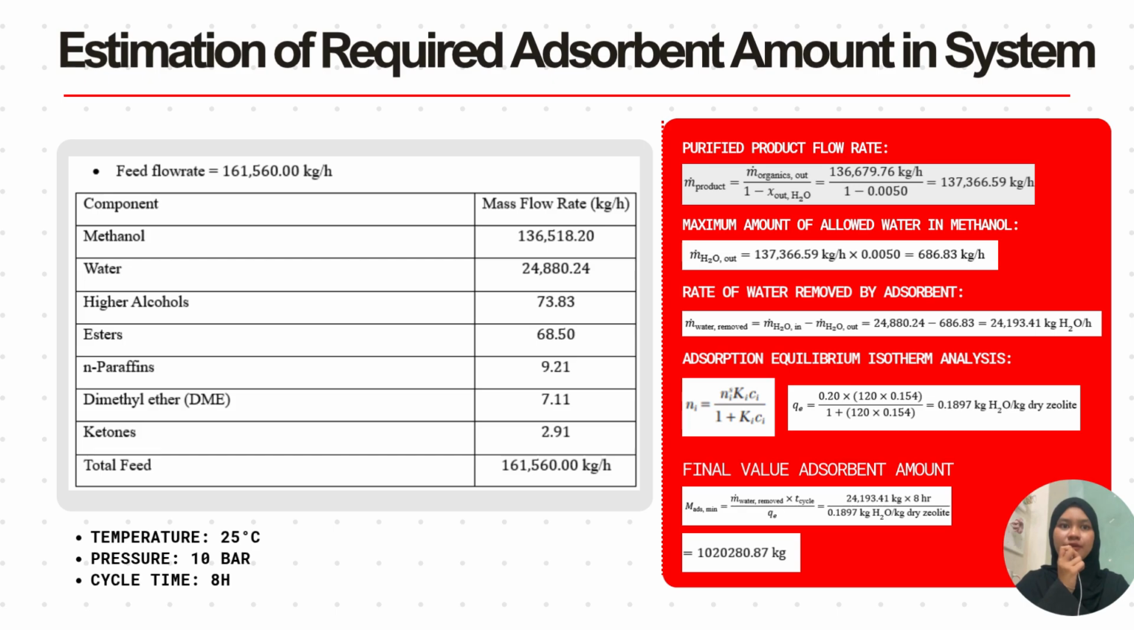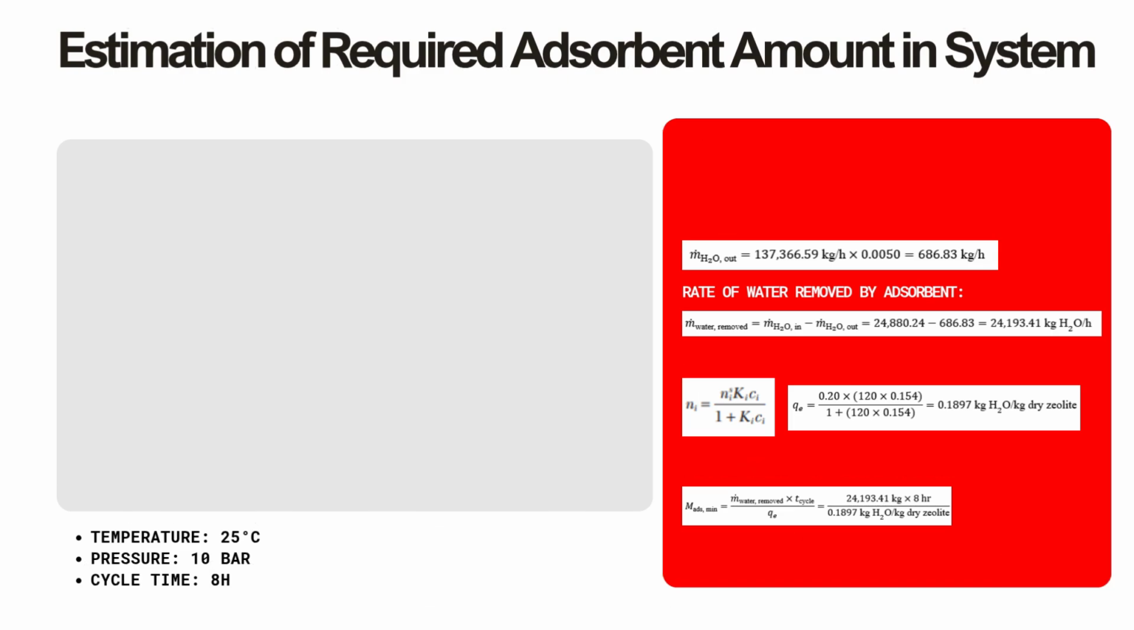Only around 700 kilograms of water per hour is allowed in the product. Therefore, about 24,000 kilograms of water per hour must be removed. Using the Langmuir equation, we obtain that the adsorption capacity of zeolite 3A is around 0.19 kilograms of water per kilogram of zeolite. For an 8-hour cycle, the estimated adsorbent requirement is around 1 million kilograms of zeolite 3A.